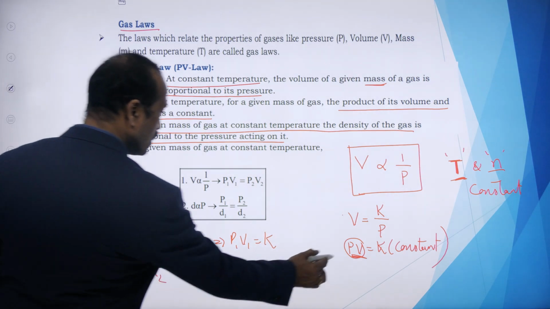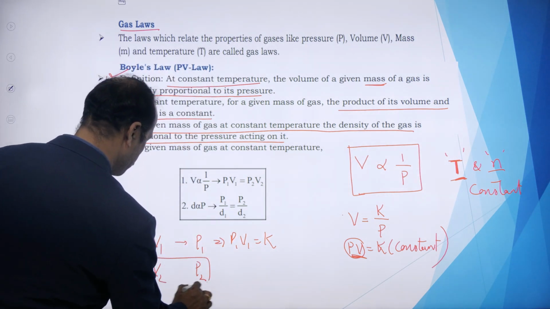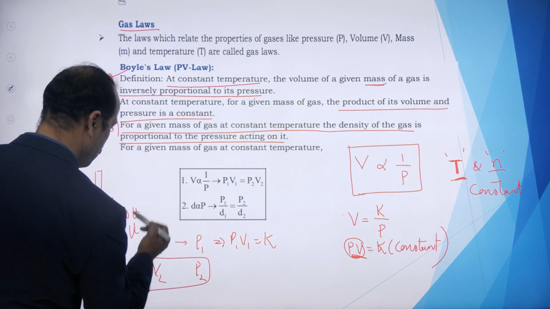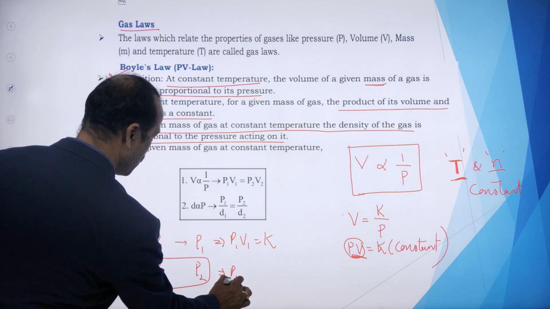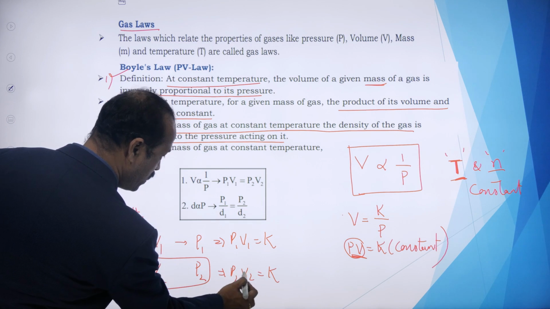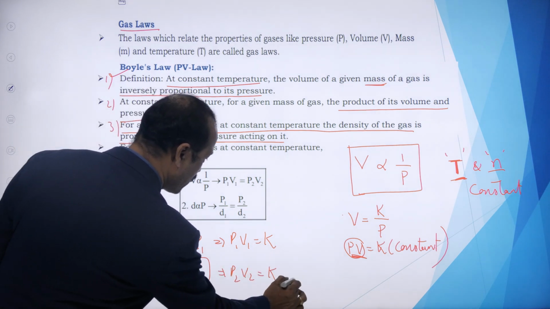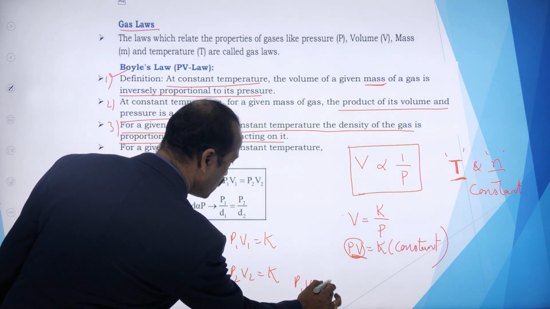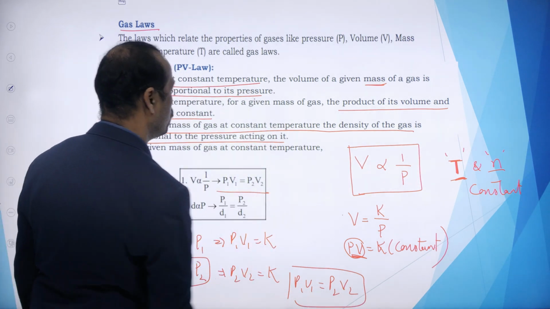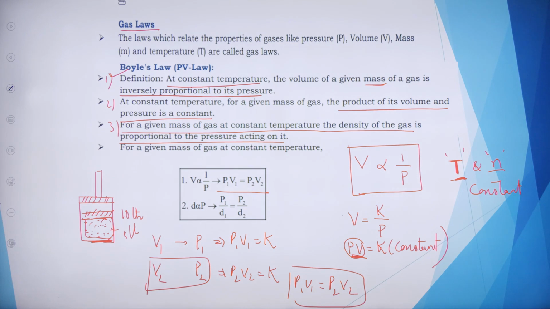Now the same formula I will apply here. PV is equal to constant, here P is P2, V is V2. So this becomes P2 V2 is equal to constant. So P1 V1 is equal to K, P2 V2 is equal to K. Both are K, so what can I write now? P1 V1 is equal to P2 V2. Like this we can write, right? Like this also we can write. Clear?